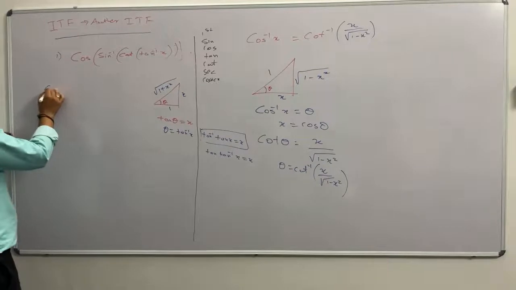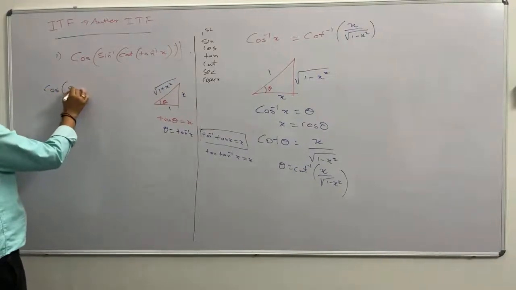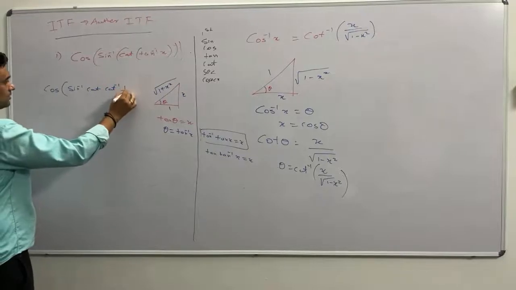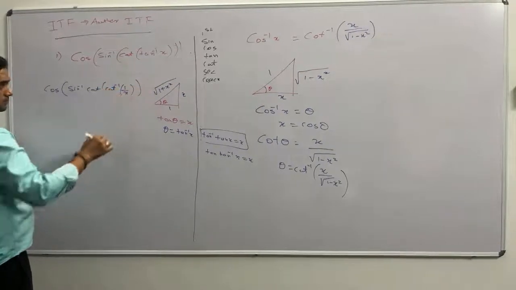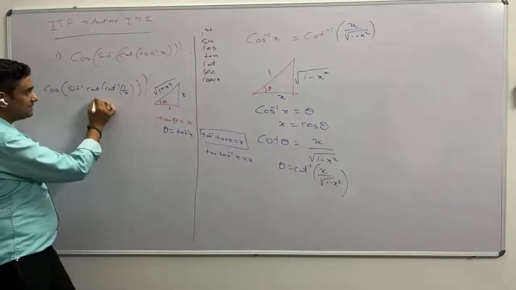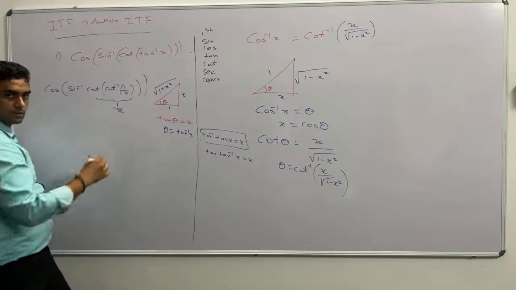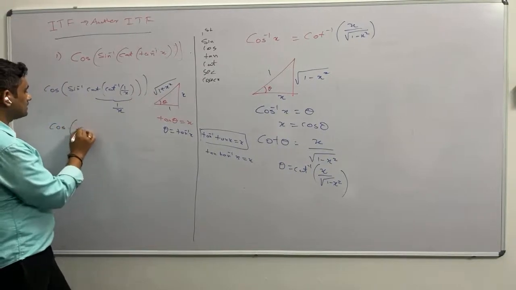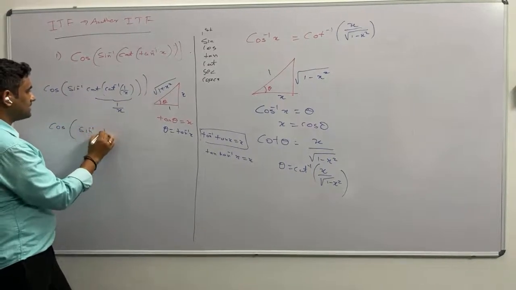So what we'll do, we can rewrite it as cos of sine inverse of cot of cot inverse 1 by x. Now cot of cot inverse 1 by x, I can just write this entire thing as 1 by x. The inverse functions cancel out each other. So we'll get cos of sine inverse 1 by x.